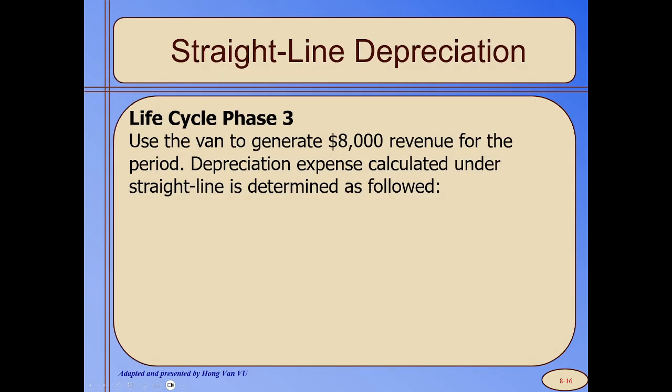Now step 3, life cycle phase 3. In the third phase of the life cycle, we put the van to use producing revenue. During the year, the van had to produce 8,000 in revenue. When we placed the van in service, we began the depreciation.